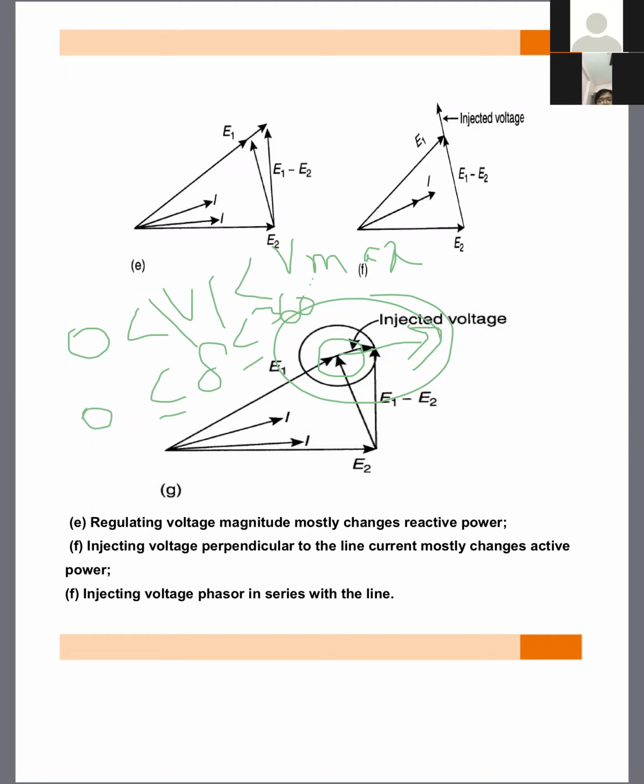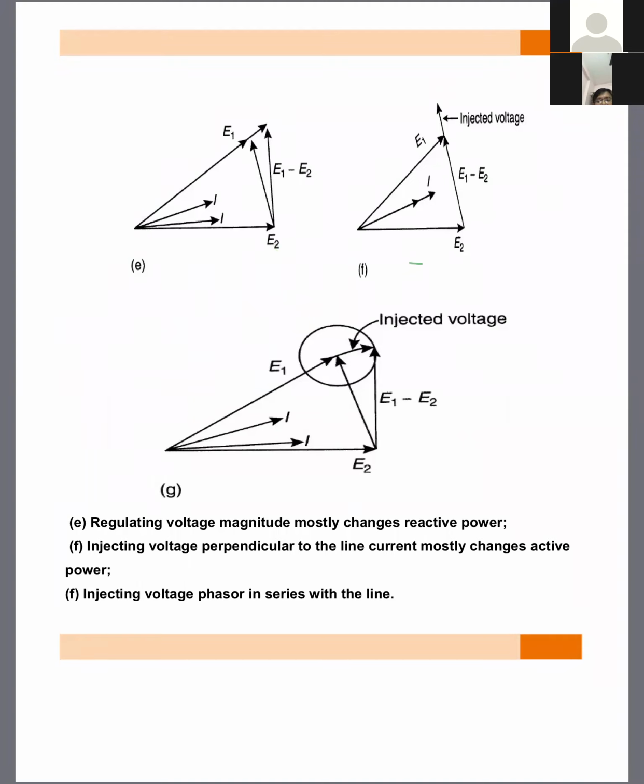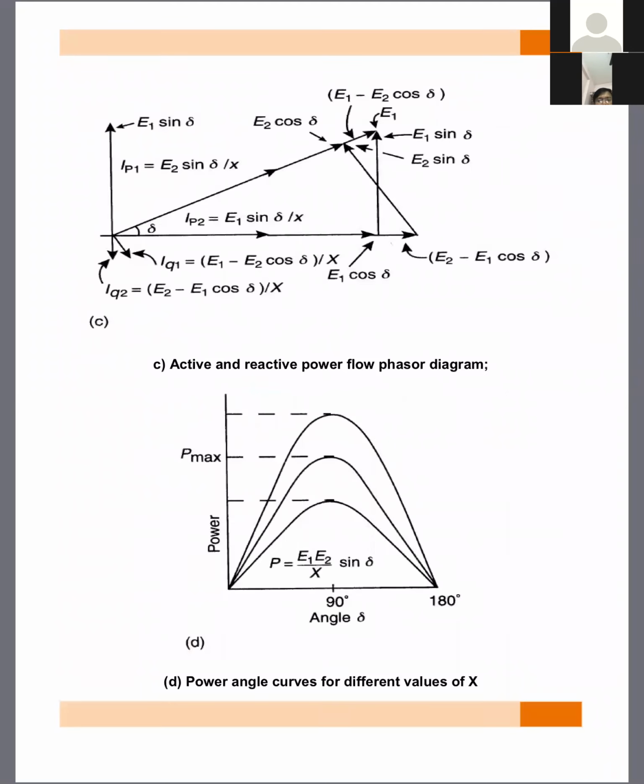Series compensation, shunt compensation, and the others are limited cases. But in the case of the UPFC, this circle indicates that the voltage angle is changed from 0 to 360 degrees, and the magnitude is also varied. That is the advantage of UPFC over the other compensating devices. We have seen from this that you have to understand both, and this is mostly about series compensation.